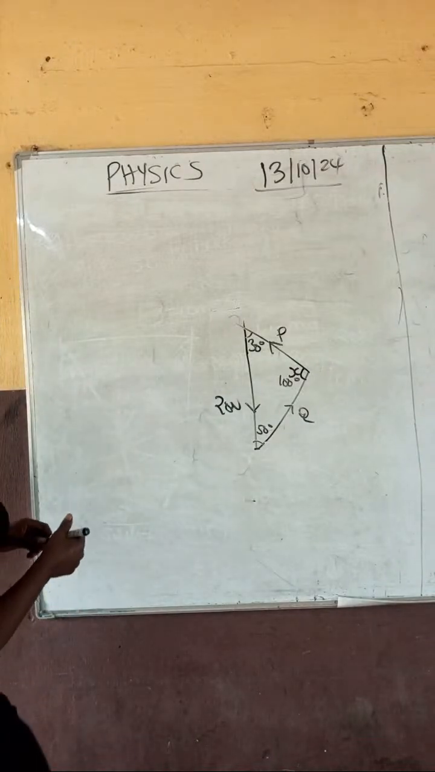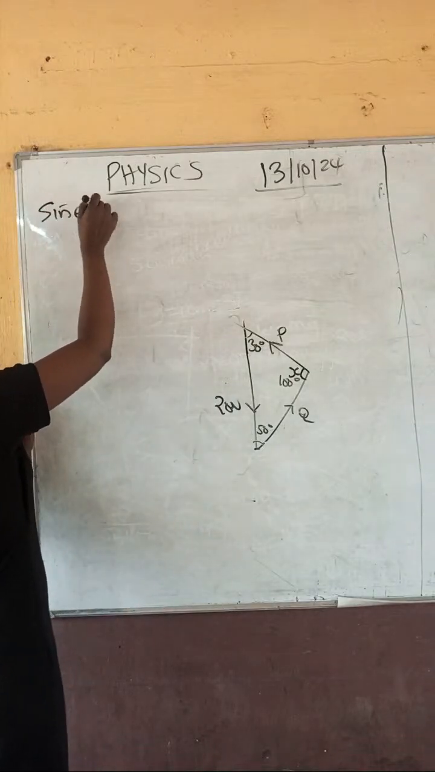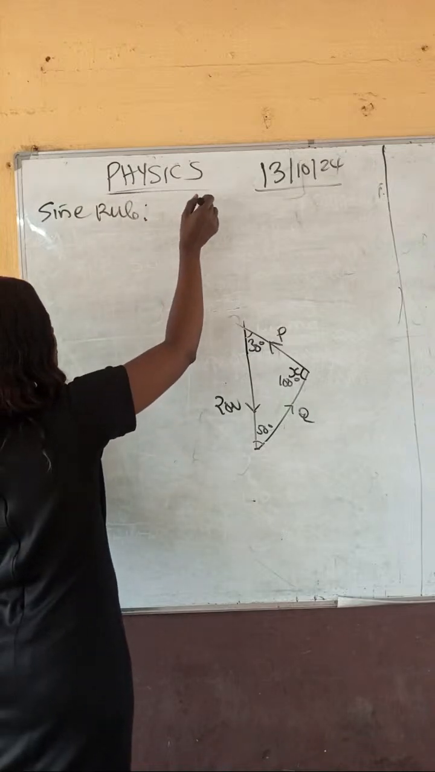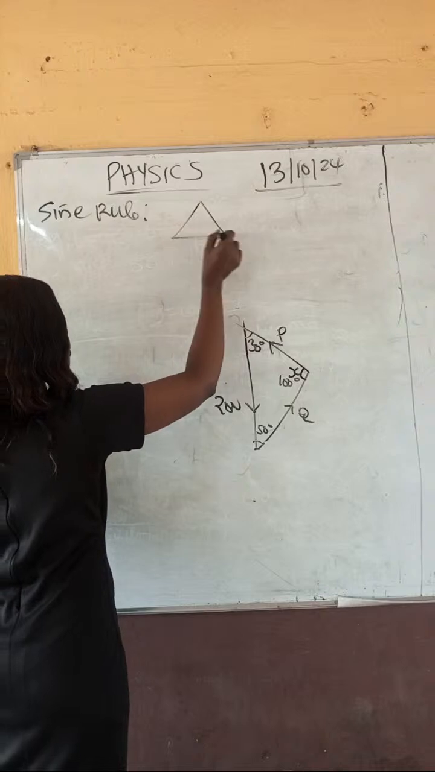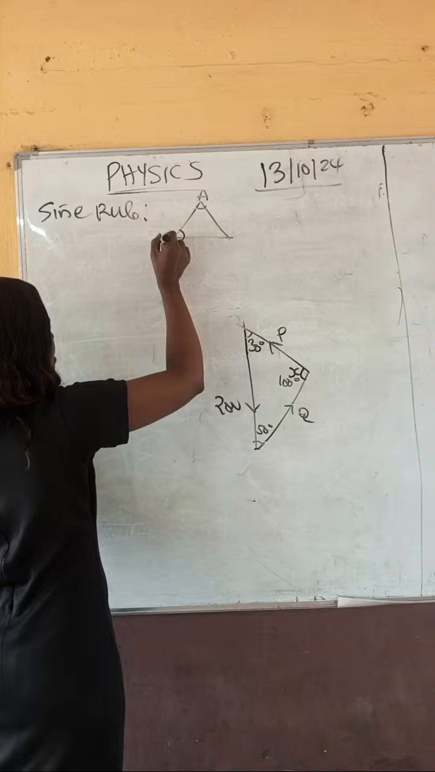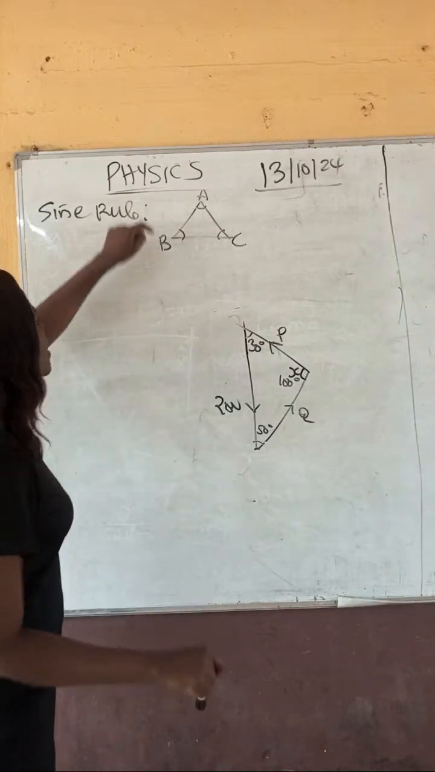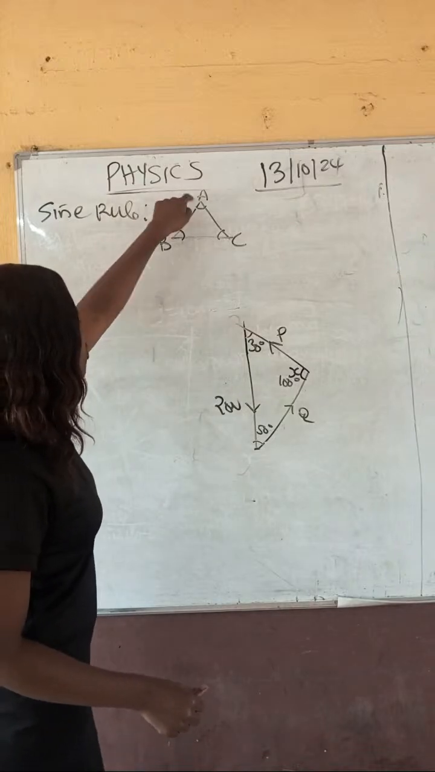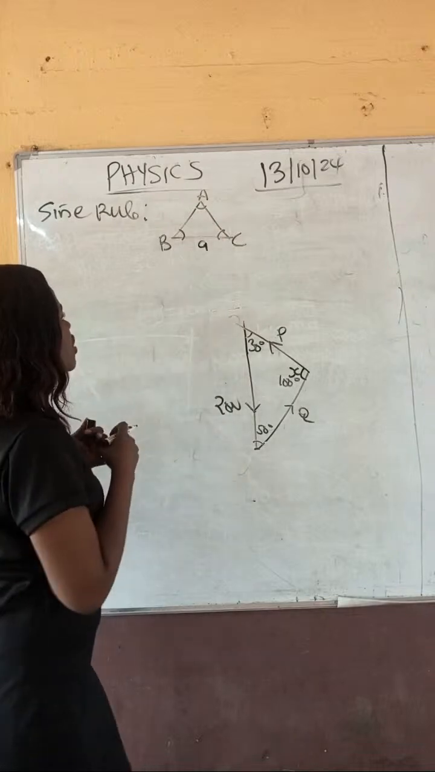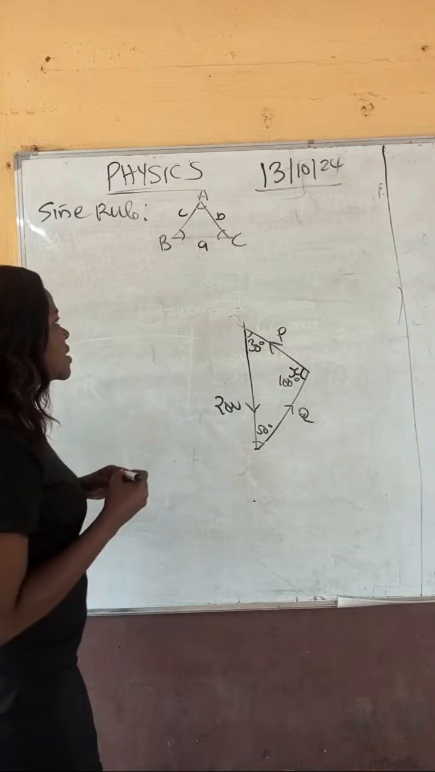So what do we have? I'm going to use the sine rule. Let me explain the sine rule. If I use this diagram to explain it, this is angle A, this is angle B, this is angle C. The side that is facing angle A is called small letter a. The side that is facing angle B is called small letter b. The side that is facing angle C is called small letter c.